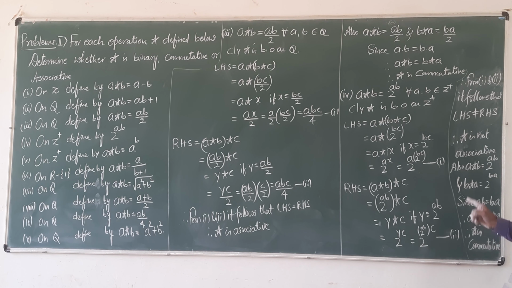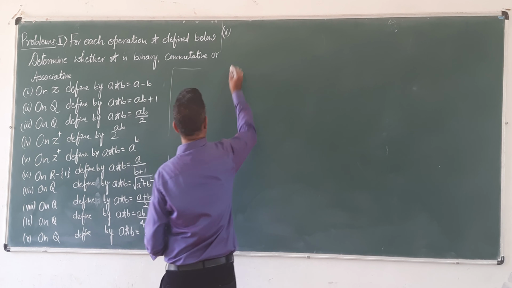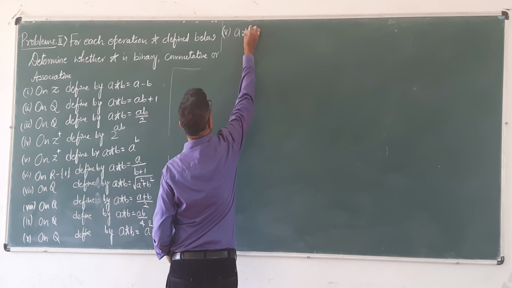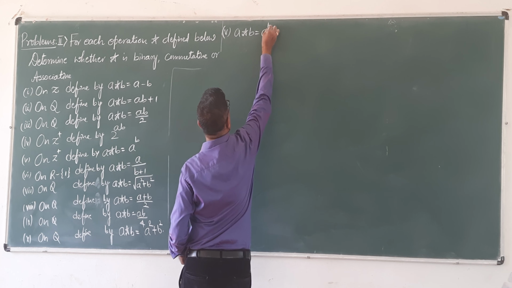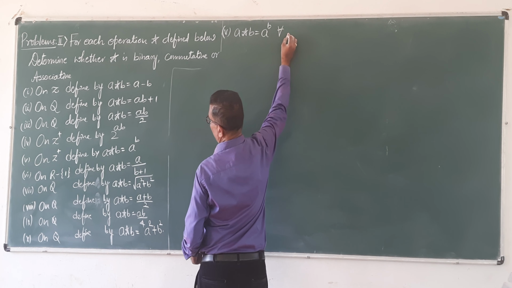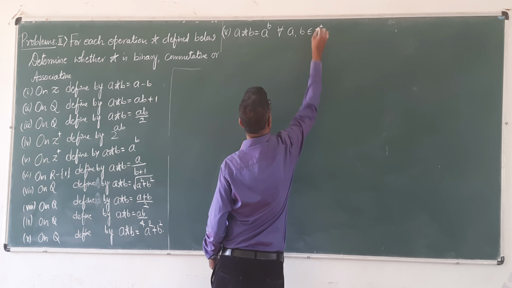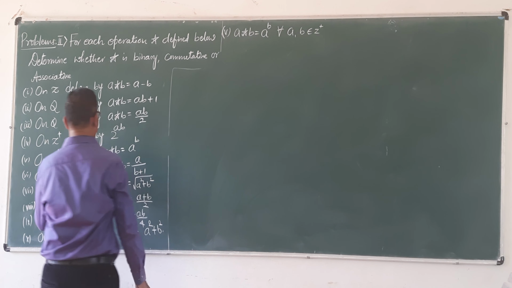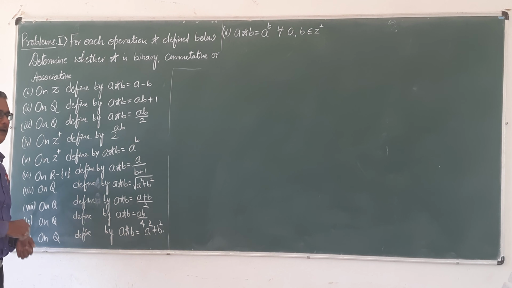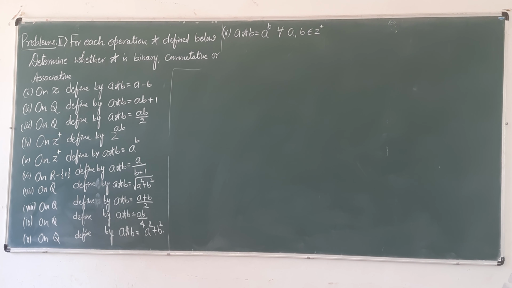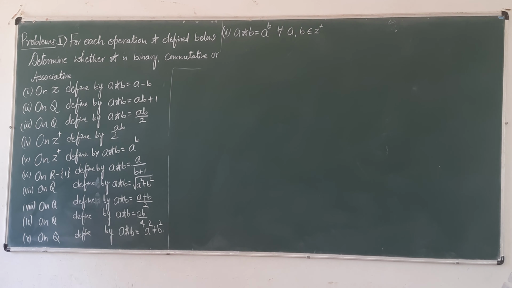Next one, fifth one. On the set of positive integers, defined by a star b is equal to a power b for all a and b belonging to Z plus. A star b is equal to a power b. Is star a binary operation? Take a value 0, b value 0.